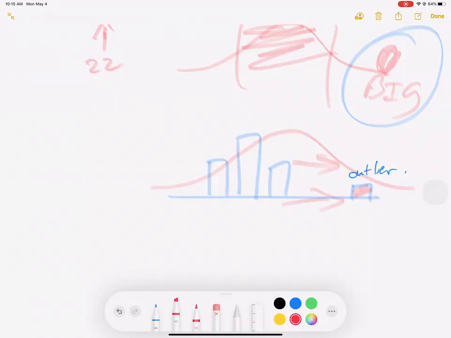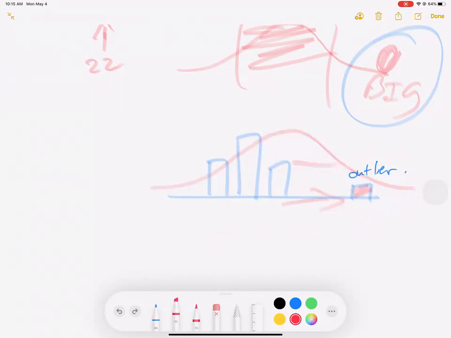So imagine you have a group of friends and you all have 10 bucks on you and one person brings 300. You guys all have like 10 bucks and someone brings 300. And then on average, you guys look richer. You look richer than you are because that guy with 300 bucks brings up your average.